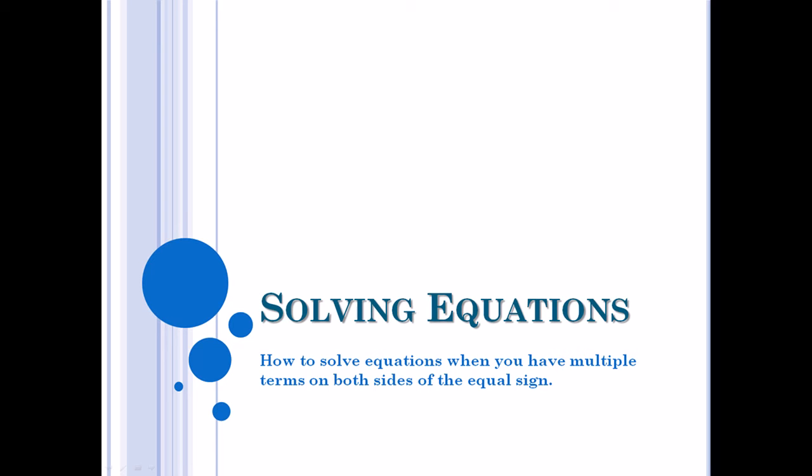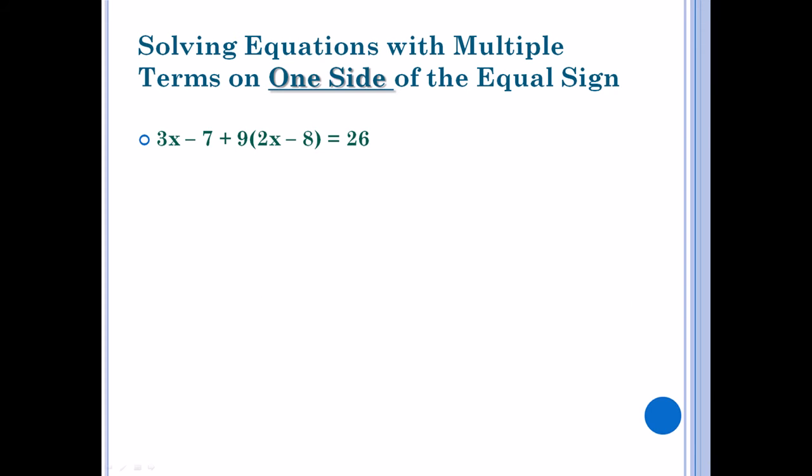But what we're going to look at is when you have multiple terms on both sides of the equal sign. Before we hit that part, however, I want to make sure you can handle multiple terms on one side of the equal sign. Here's our equal sign. And look at all the stuff happening on that left side. We've got a 3x, we've got to take away 7, we've got a plus 9, we've got a parentheses with the 2x minus 8, and then over here, hello little 26, how are you doing?